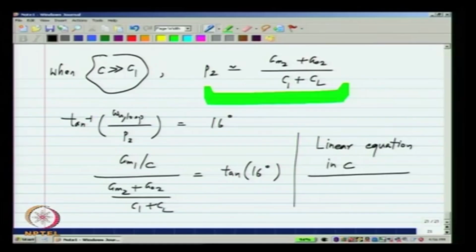And finally, you can see really whether C is much more than C1 or not. Now, if C turns out to be much more than C1, you do not have to do anything further. If C is not much more than C1, what you will have to do is to go back and recalculate based on the quadratic equation.